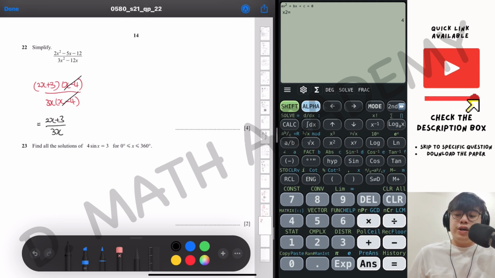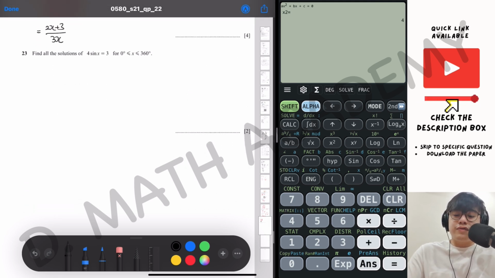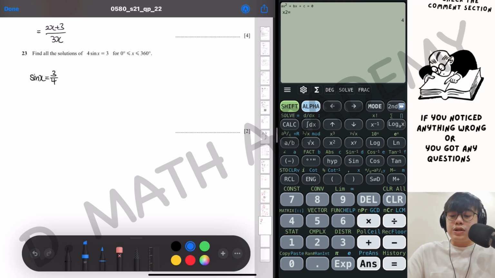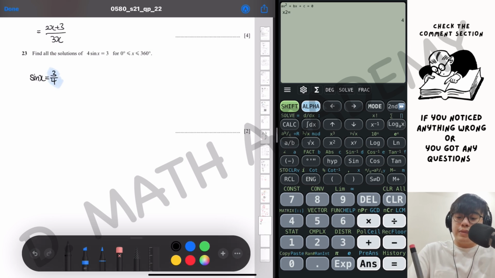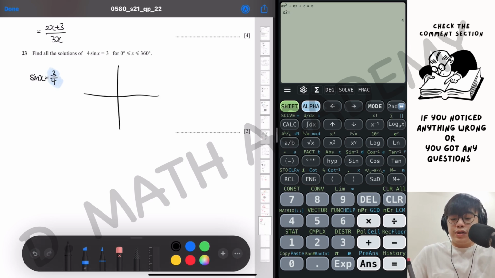Question 23 here, identifying all the solutions of this. You have sine x equals 3 over 4. Okay, this is actually a quadrant question. 3 over 4 is positive. So for sine to be positive, your answers will appear in the first and the second quadrant here. So let's key in this accordingly. Sine inverse 3 over 4.